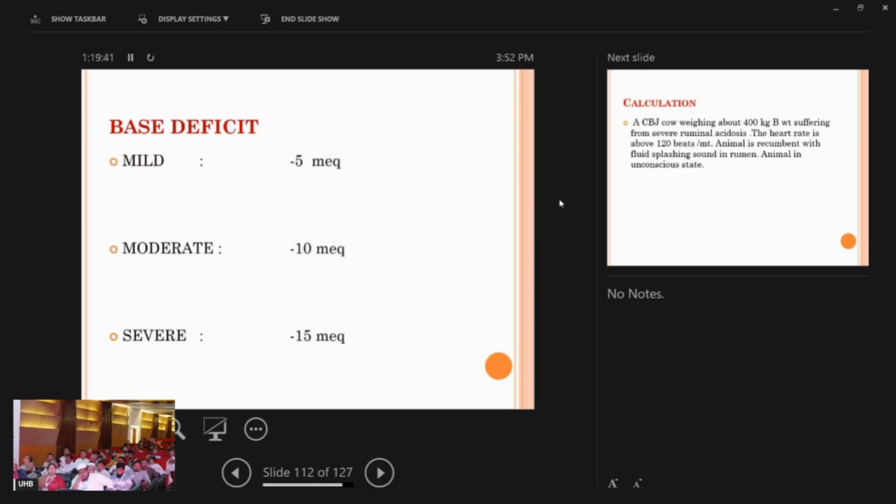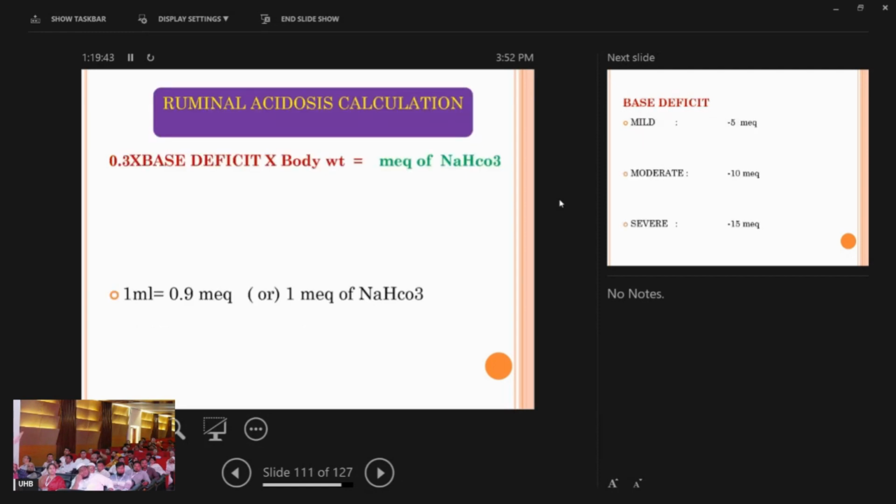You can divide the base deficit as mild, moderate, severe. Mild means the animal is in walking condition, with intermittent diarrhea. It's a mild case of acidosis. Staggering gait, incoordination, fluid passing sound, diarrhea, animal fell down. This is a moderate case. Animal unable to stand, in lateral recumbency, fluid passing sound. It's a severe case. So we tell it as mild, moderate, severe accordingly.